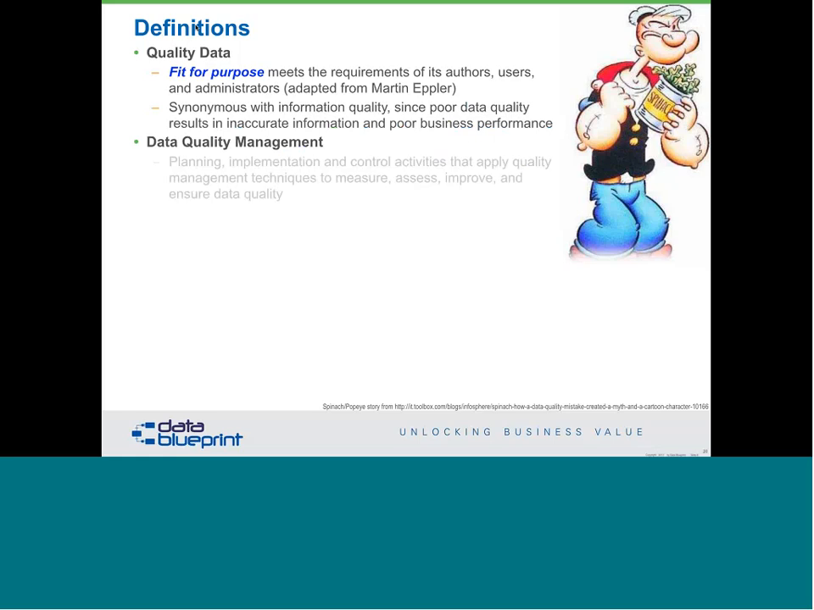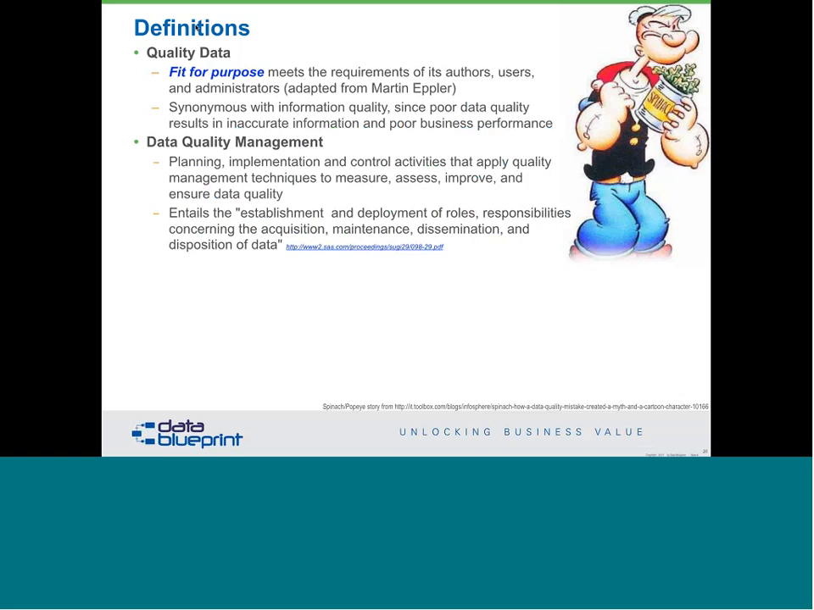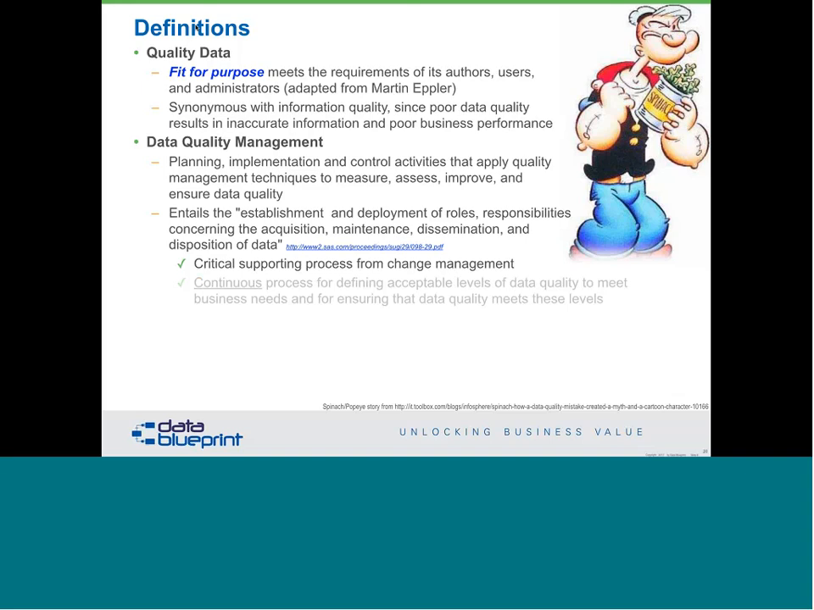So if we've got that as data quality, let's look at data quality management. It's the idea of planning and controlling and implementing activities that measure, assess, improve data quality. We'll run it through some life cycles in just a little bit. It does entail, though, the establishment and deployment of roles and responsibilities concerning the acquisition, maintenance, dissemination of data all the way around. And it's critical to have supporting processes include change management, continuous process for defining data levels all the way around.